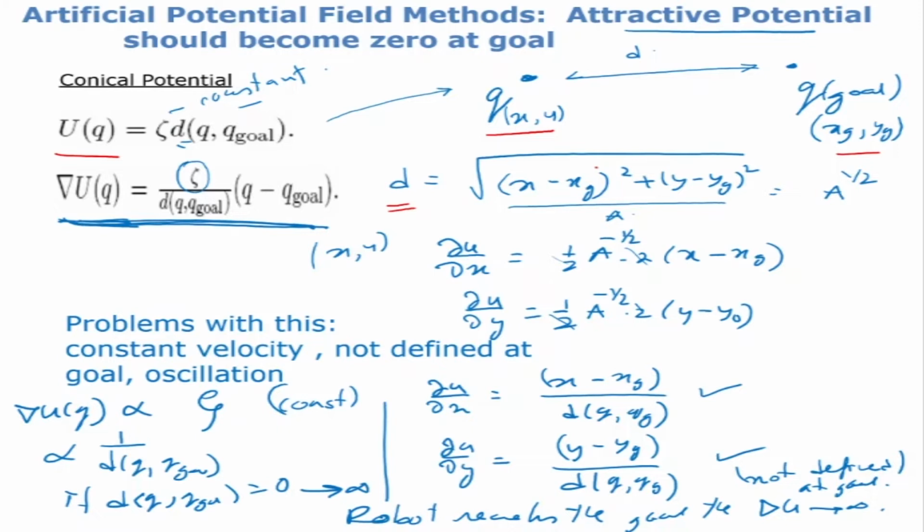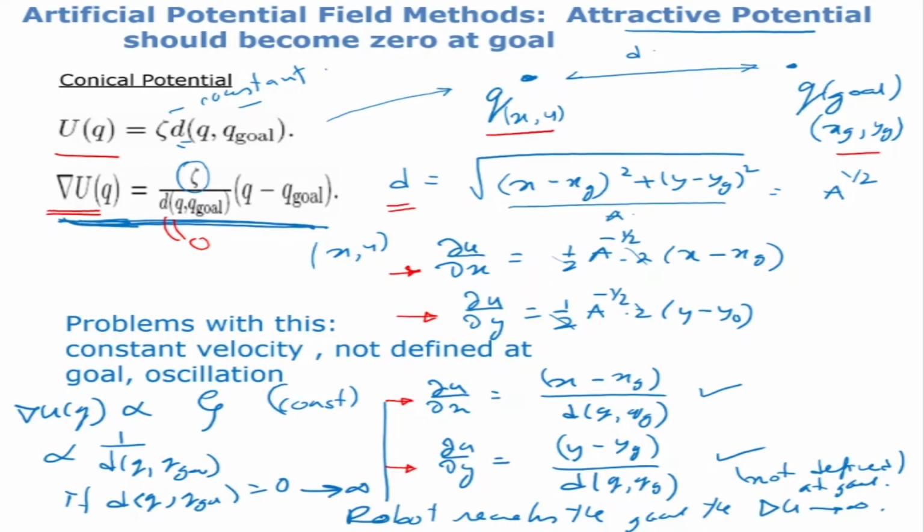When I differentiate this function u with respect to x, I get this term, and if I differentiate partially with respect to y, I get this term. So del u by del x and del u by del y are given by these two functions. From here we get the gradient as zeta by d into q minus q goal. Now the disadvantage of this is that when the robot reaches the goal, d will become equal to 0, so this gradient will become undefined. That is the problem here.